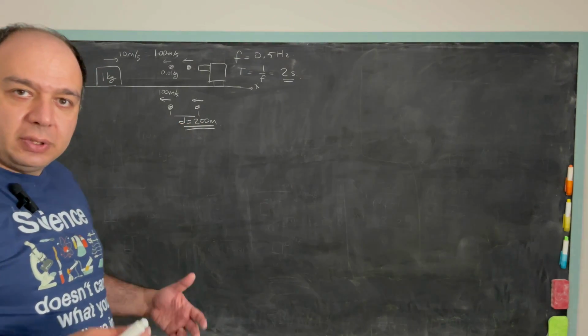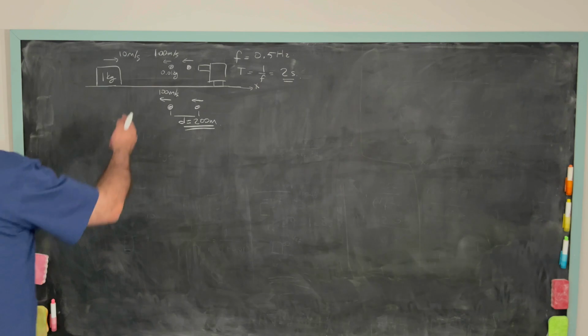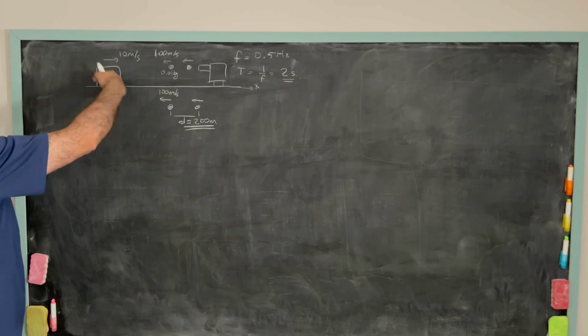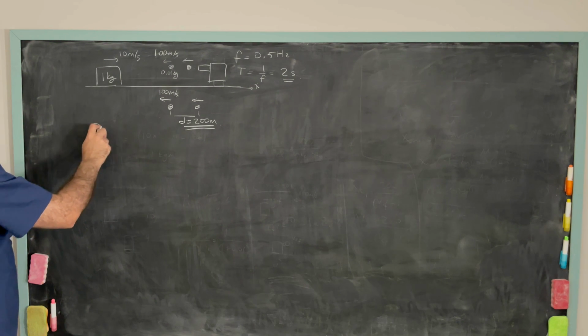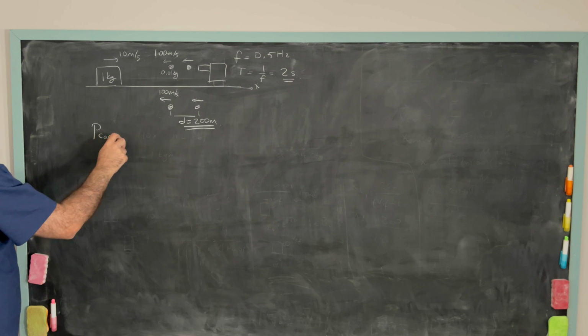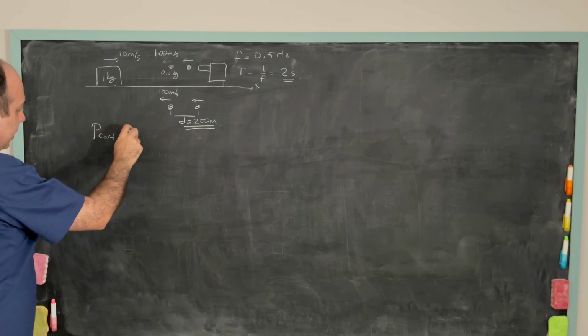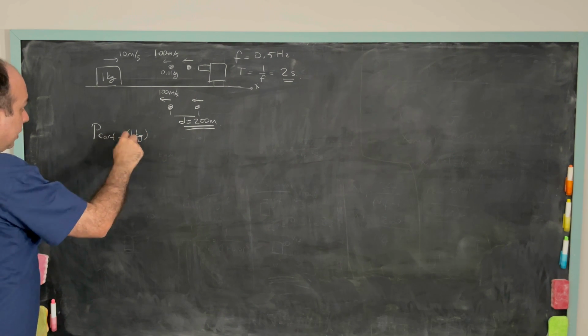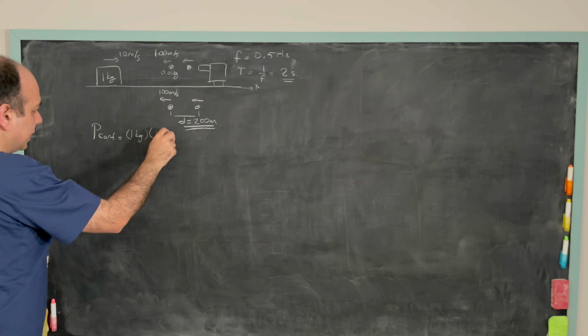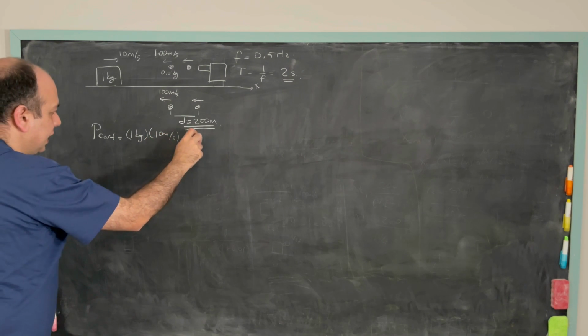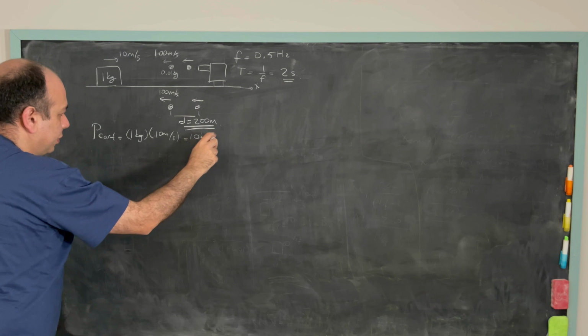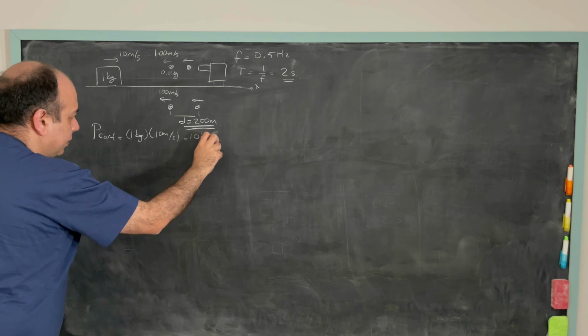Okay, so let's first find the linear momentum of this cart initially. P cart is going to be equal to 1 kilogram times 10 meters per second, which is equal to 10 kilogram meters per second.